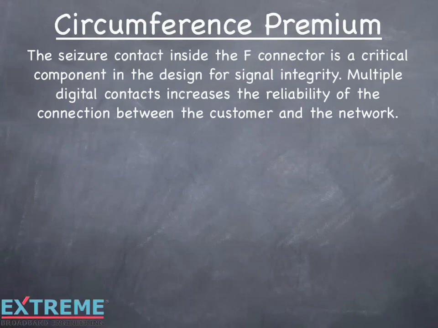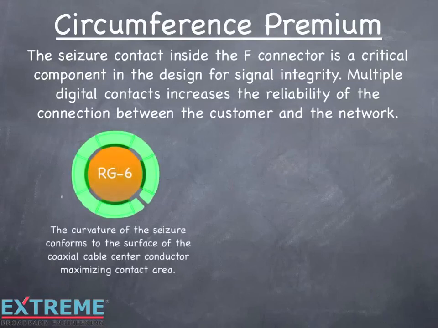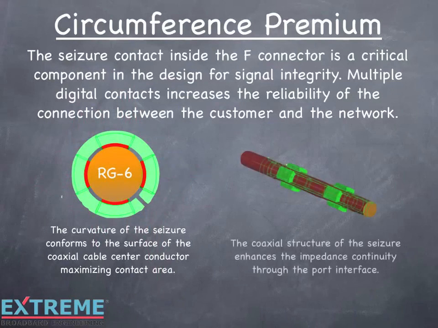Multiple digital contacts increases the reliability of the connection between the customer and the network. Here we're looking directly into the circumference premium port and showing 4 points of contact on the center conductor. The curvature of the seizure conforms to the surface of the coaxial cable center conductor, maximizing contact area. There are 2 sets of 4 contacts for 8 points of contact with the center conductor. The coaxial structure of the seizure enhances the impedance continuity through the port interface.